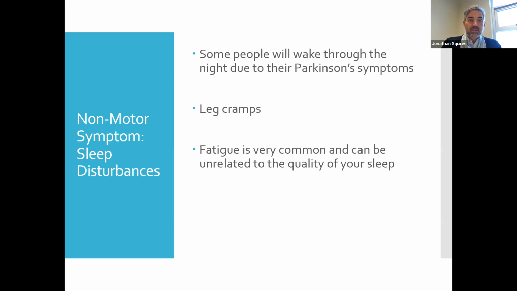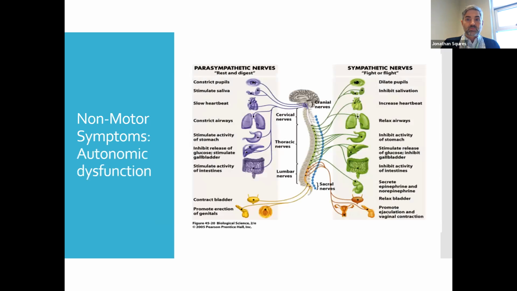Some people wake through the night. Leg cramps, fatigue independent of anything else can be a symptom of Parkinson's disease. Fine motor control becomes harder. It's harder to walk, so you use more energy doing normal stuff like getting dressed and showered. So people will tire more quickly, and then it's just a symptom independent of all of that stuff as well. And we talked about REM sleep behavior disorder.